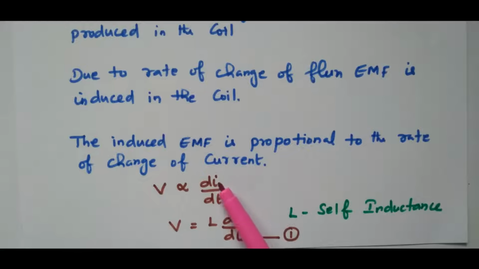So this induced EMF is proportional to rate of change of current. V is directly proportional to di by dt. So while equating, we introduce one constant L. L is nothing but self-inductance. So V equal to L di by dt. That is equation number 1. So this induced EMF is proportional to current, and from that we got the equation V equal to L di by dt. You take this as equation number 1. Now we'll see the flux. What about the flux? We'll see that.